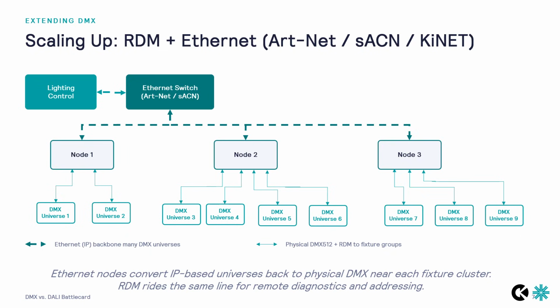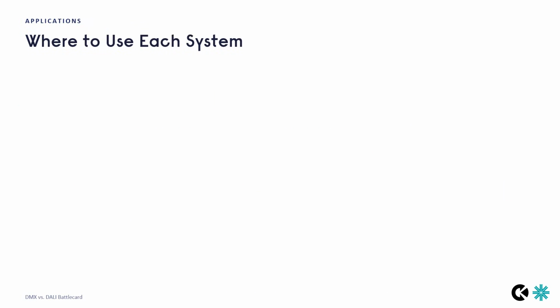This allows the system to take advantage of the scalability of Ethernet while preserving the fixture compatibility and responsiveness of DMX. By combining DMX with Ethernet transport technologies such as ArtNet, Streaming ACN, and Kinet, designers can scale from a small installation to thousands of fixtures while maintaining real-time control performance. The application patterns should now be becoming clear.